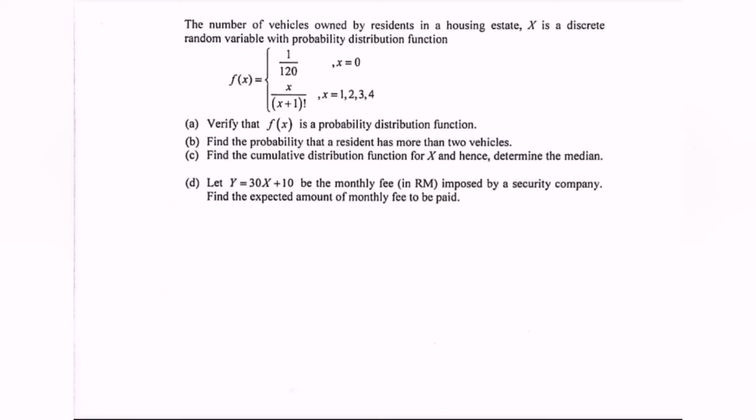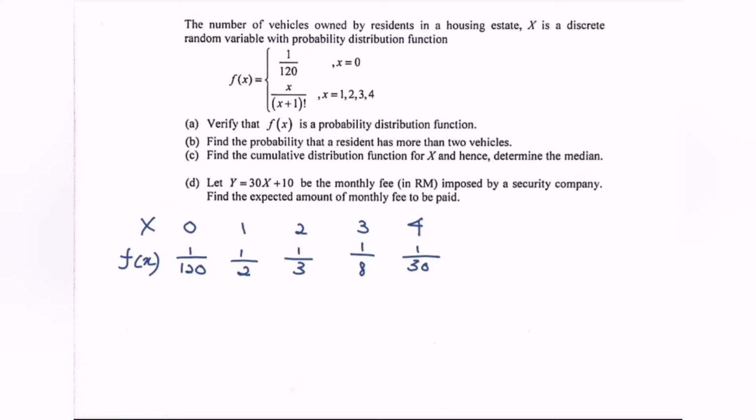So my suggestion is to have a table. Let's say we have X which is equal to 0, 1, 2, 3 and 4. And we have the probability. So kindly substitute the 0 and we will have 1 over 120. Followed by, if we substitute 1 into the second function, we will have 1 over 2. Next, if we substitute the 2 into the second function, we will have 1 over 3. Followed by, we have 1 over 8. And finally, if we substitute 4, we will have 1 over 30.